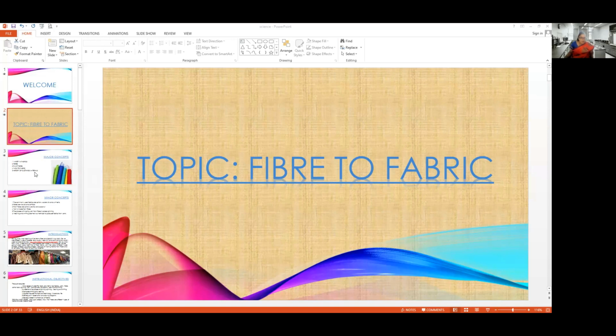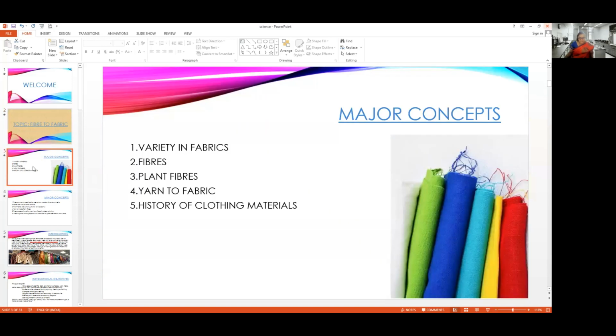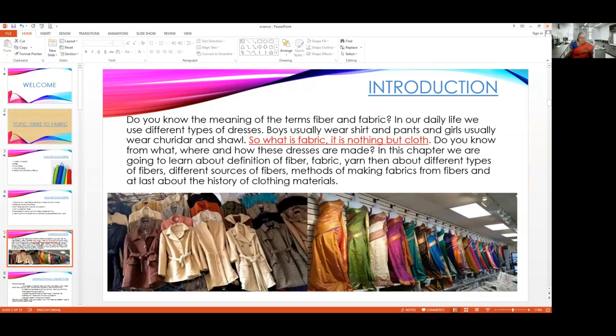What are the major concepts we are going to see in this lesson? Variety in fabrics, fibers, plant fibers, how the yarn is made into the fabric, and the history of clothing materials. Now, coming to the introduction of the lesson, what do you mean by fiber and fabric? Fabric means nothing but the cloth we are wearing, our dresses. That is called fabric.